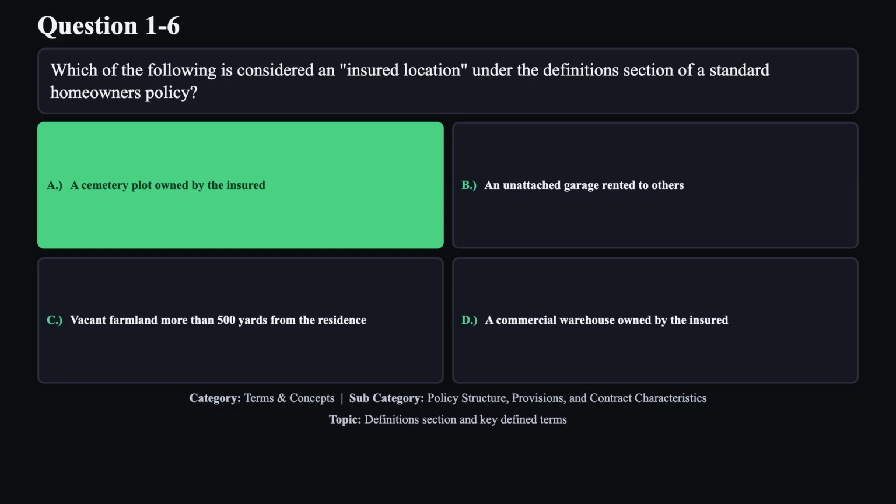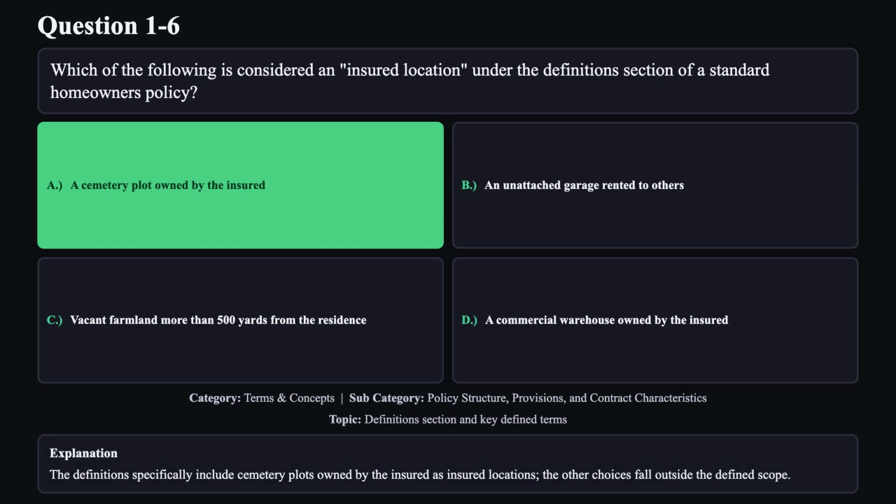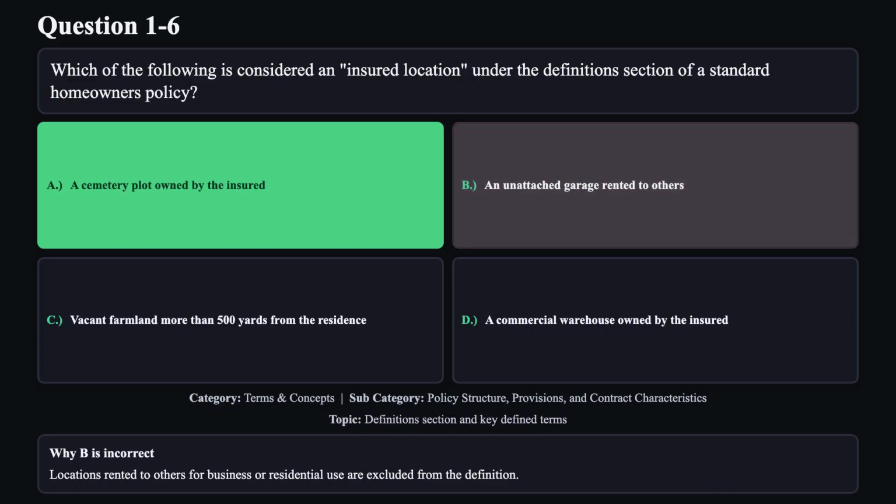The correct answer is A. The definition specifically includes cemetery plots owned by the insured as insured locations. The other choices fall outside the defined scope. Reason B is not correct. Locations rented to others for business or residential use are excluded from the definition.